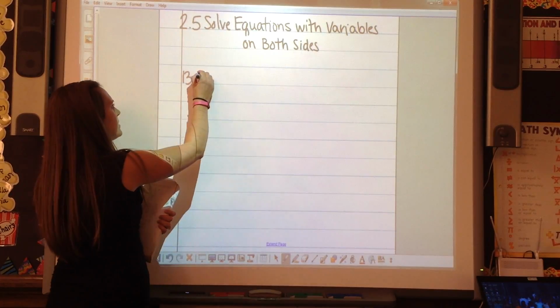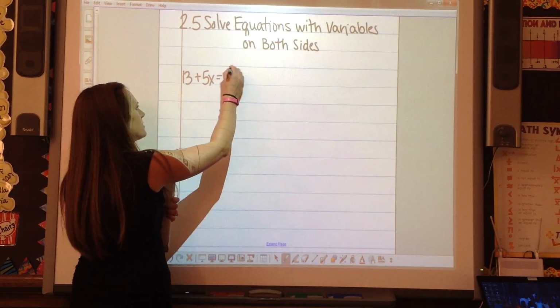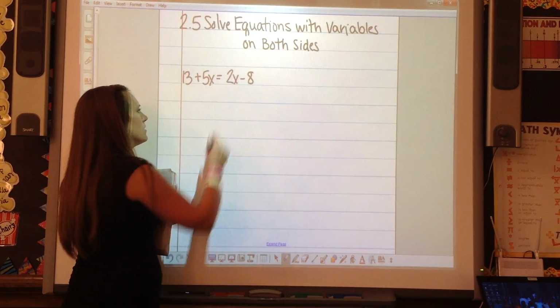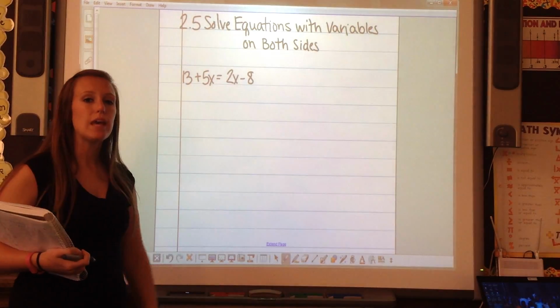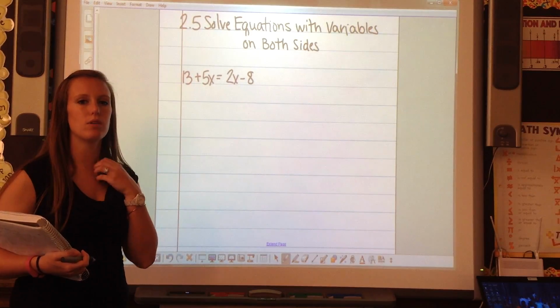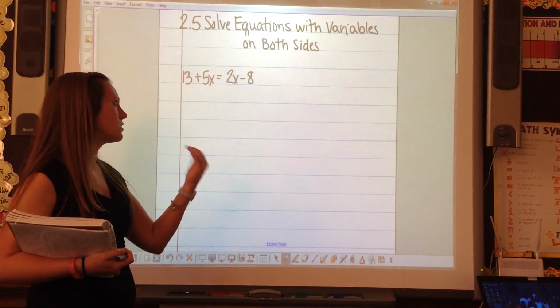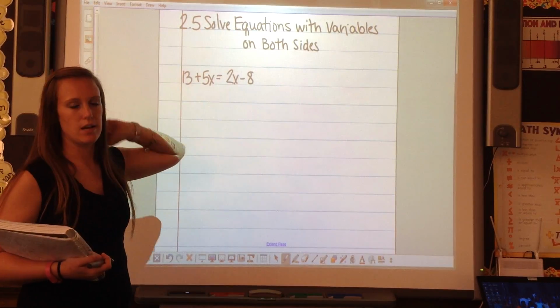13 plus 5x equals 2x minus 8. Our whole goal when solving equations is to isolate the variable. You can't isolate the variable until all of the variables are on one side of the equation. So it doesn't matter if you collect the variables on the left side of the equal sign or on the right side of the equal sign.